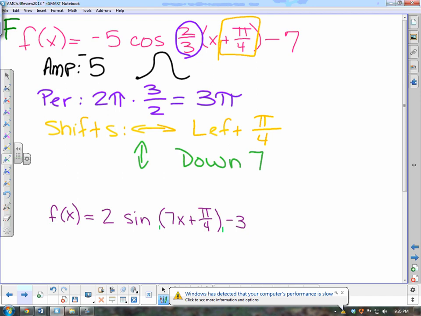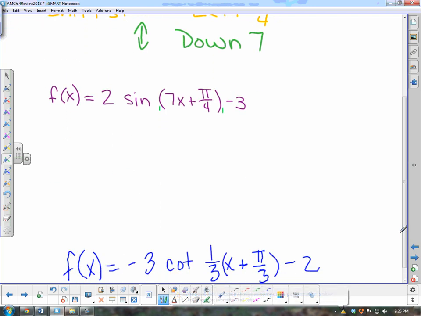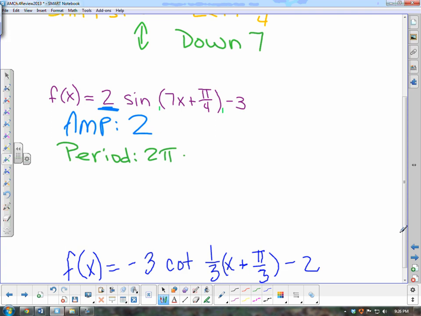Now then, looking at this next one, 2 sine 7x plus pi over 4 minus 3. Amplitude, 2. That number there. Period, again, it's 2 pi times whatever is with the x, which is 7 in this case, and the reciprocal of that is 1/7. So 2 pi over 7 is the period. So this one is really tight as far as its waves are concerned, because the period is 2 pi over 7, which is not very far.